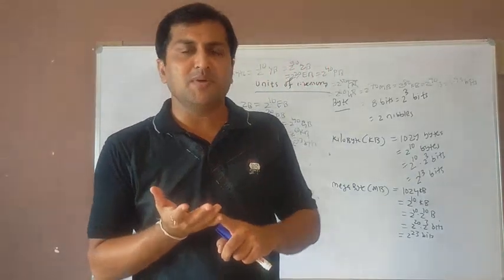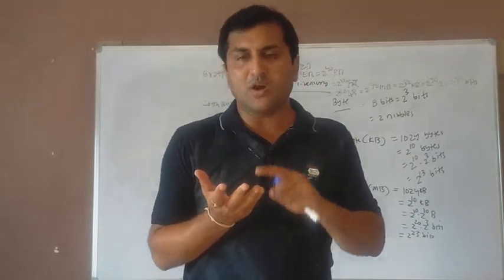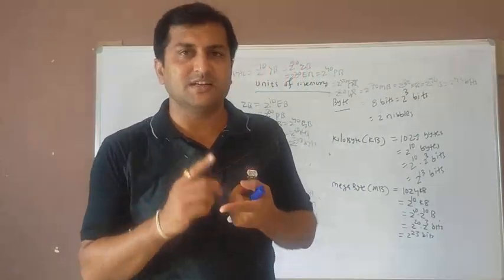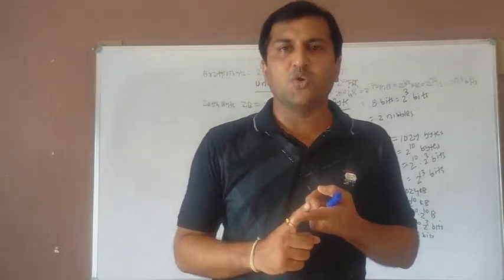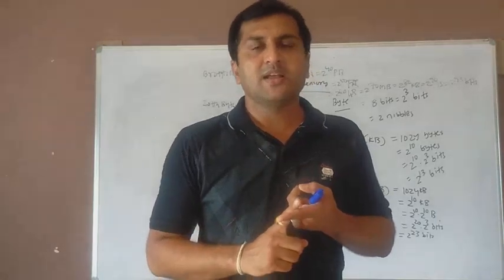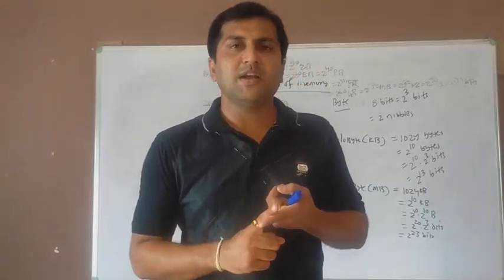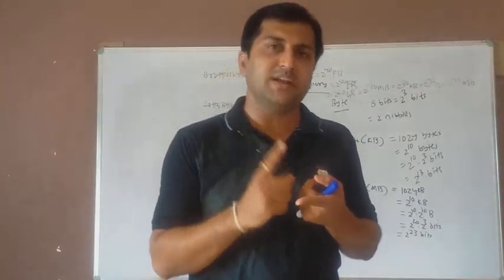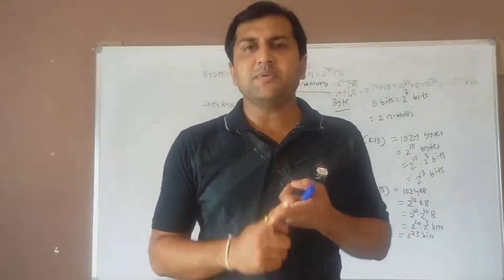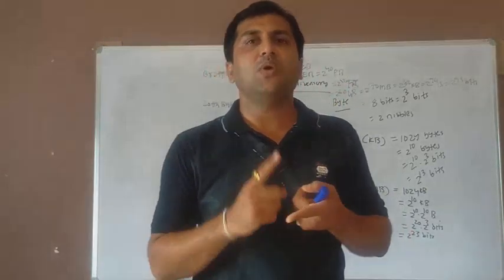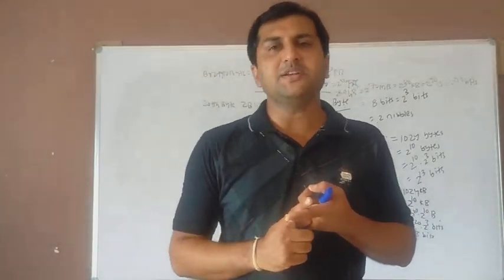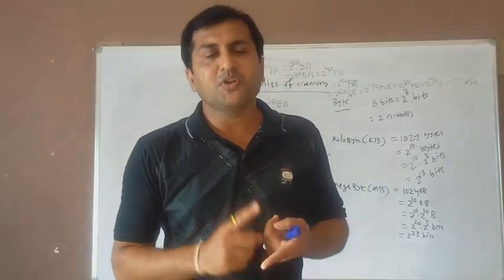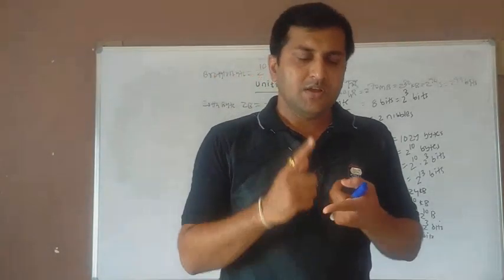So the smallest unit of memory is bit. Bit represents 1 and 0. Next is nibble, 4 bits. Next is byte, that represents 8 bits. 1 kilobyte, 2 to the power 10 bytes. 1 megabyte, 2 to the power 10 kilobytes. 1 GB, 2 to the power 10 MB. 1 TB, 2 to the power 10 GB. 1 PB, petabyte, 2 to the power 10 TB. 1 exabyte, EB, 2 to the power 10 PB.